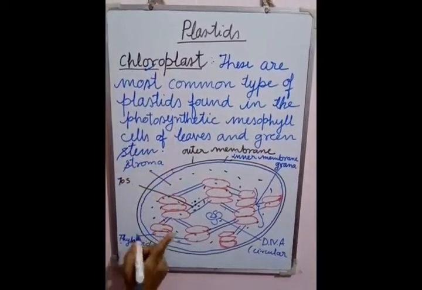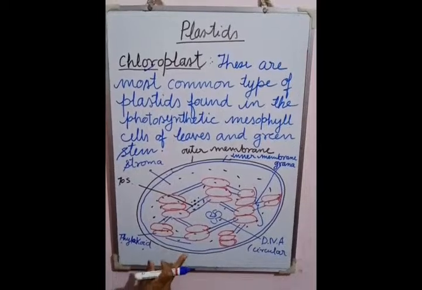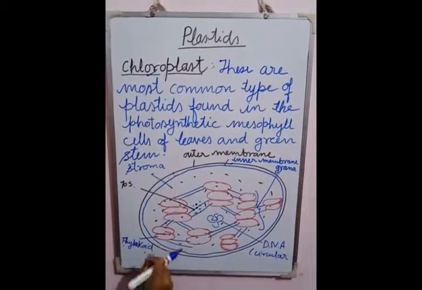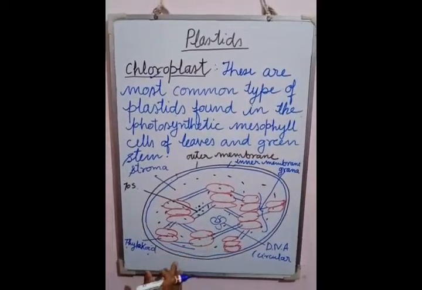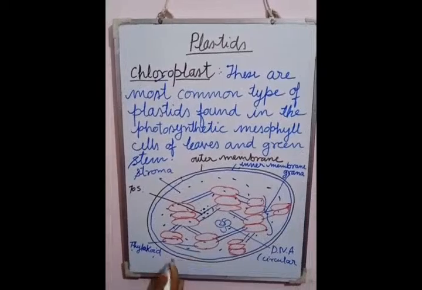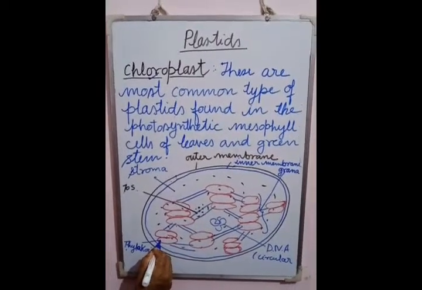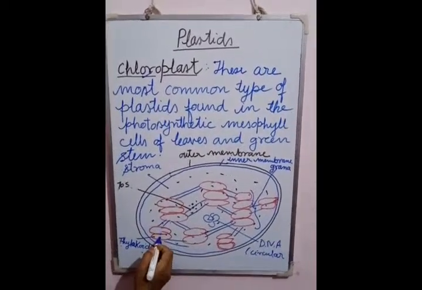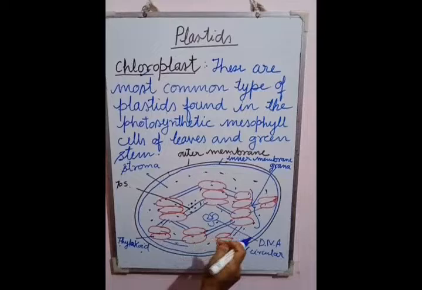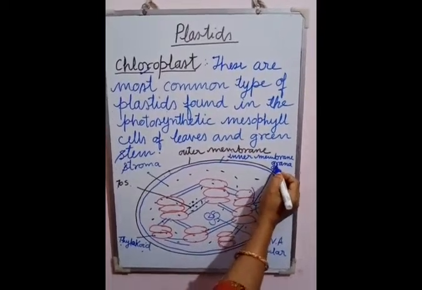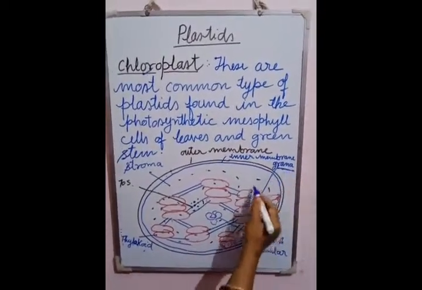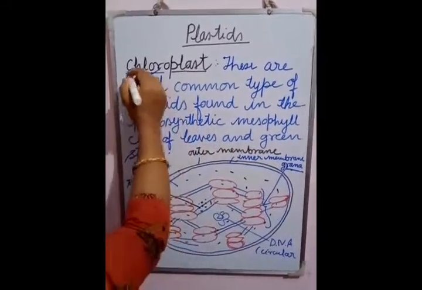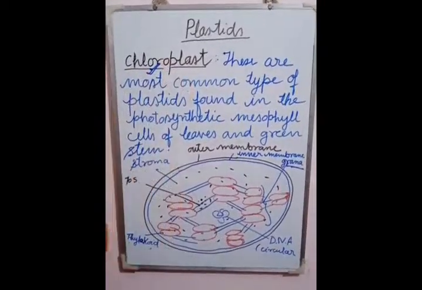It is the site of the light reaction. Thylakoids contain the green pigment chlorophyll, and other pigments like carotenoid, plastocyanin, etc. are present in the thylakoids. In the eukaryotic plant cell, a number of thylakoids are superimposed like piles of coins to form a granum. This is the site of the light reaction. So this is about the structure of the chloroplast.